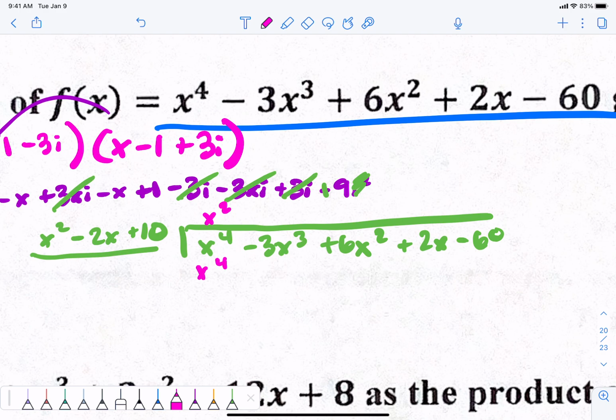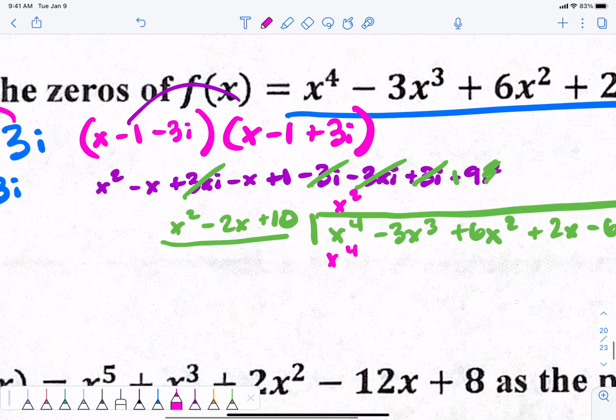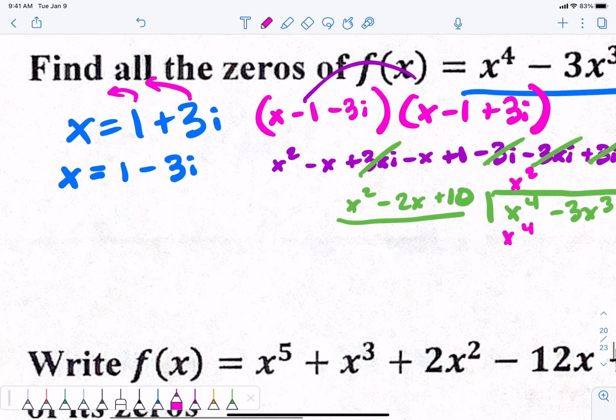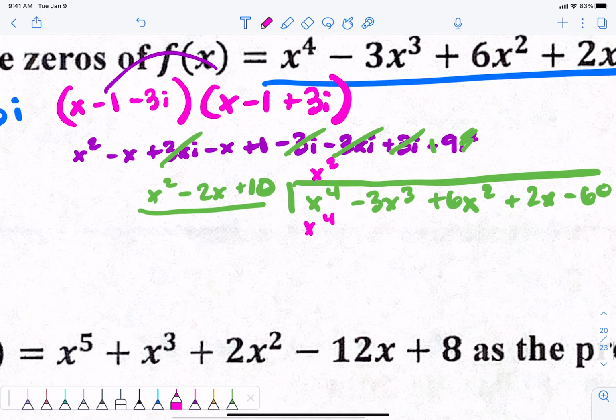So why are we dividing it again? It says it wants us to find all of the zeros. So we know 2 of the zeros because they gave us 1 and then we know its conjugate also. So we multiplied them together to figure out what that is as a factor, and then we're going to long divide and see what's left over, right?